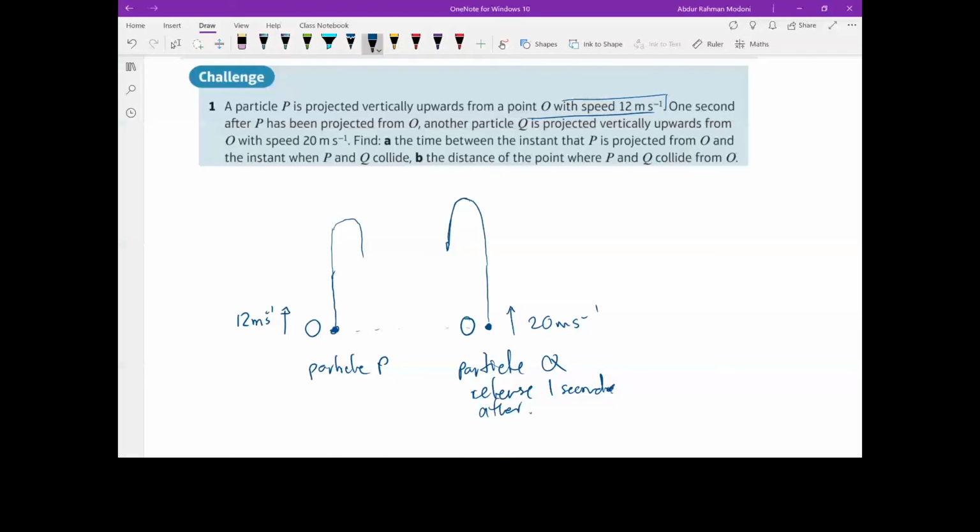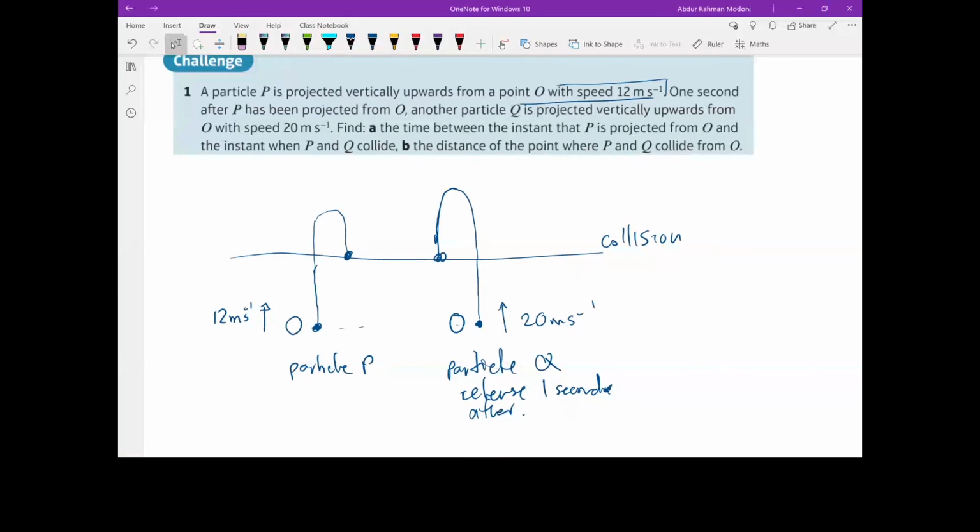Particle P would be in displacement from the origin because they're both released from the same point, O. So if they collide at a particular point, collision means that they are at the same point, aren't they? So suppose they collide here. Let's just say this is the collision line. Then their displacement is the same, right? I think just to say, he's right, isn't it? It will happen at the same time of day, but not in terms of how long they've been traveling.